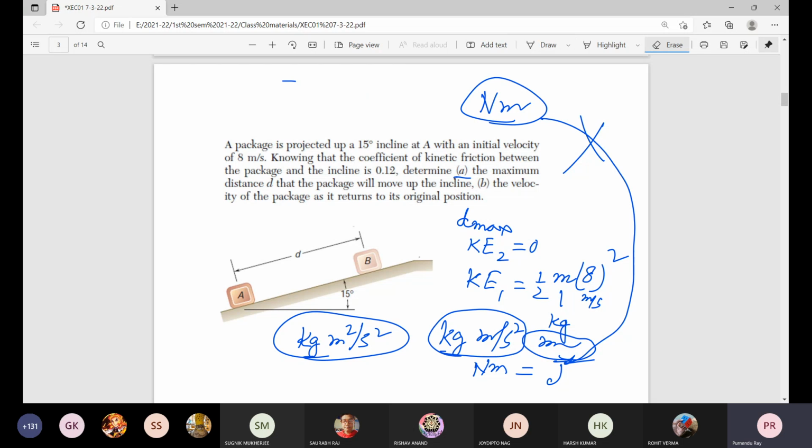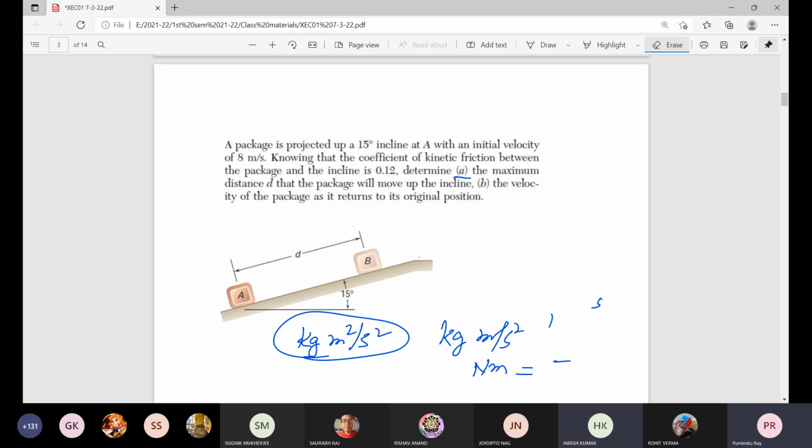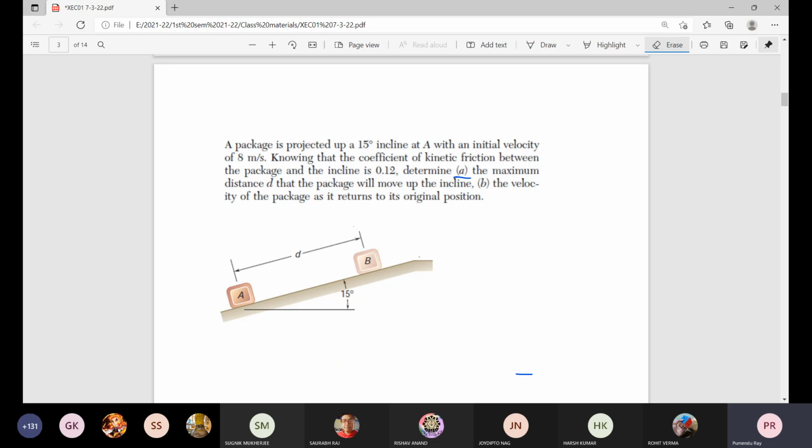So first part, it is simple. For second part, the velocity of the package as it returns to its original position. Now, one thing: initial is 0, final we can calculate. But one special thing is there. When it is moving up, this is the friction resistance.